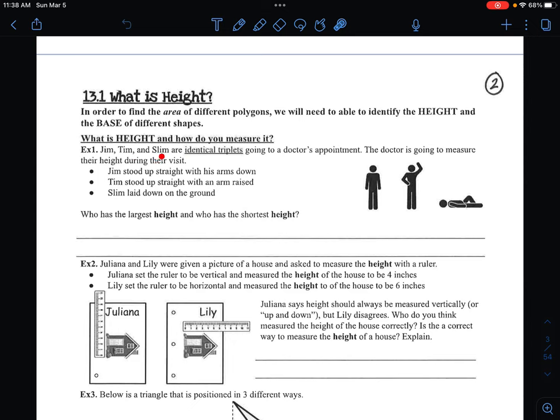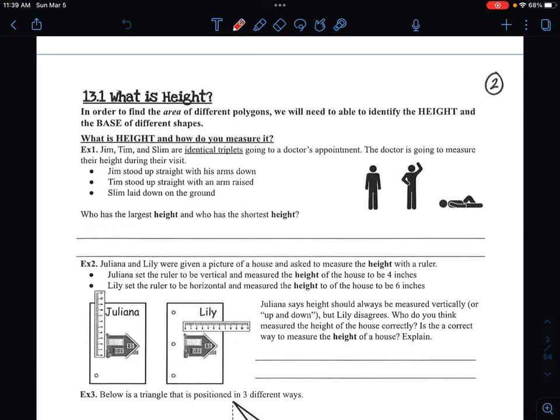Jim, Tim, and Slim are identical triplets, meaning they are exactly the same, going to a doctor's appointment. The doctor is going to measure their height during their visit. Jim stood up straight with his arms down. This must be Jim here. Tim stood up straight with an arm raised. I guess that's Tim. Slim laid down on the ground. He must be the lazy one. Who has the largest height and who has the shortest height?